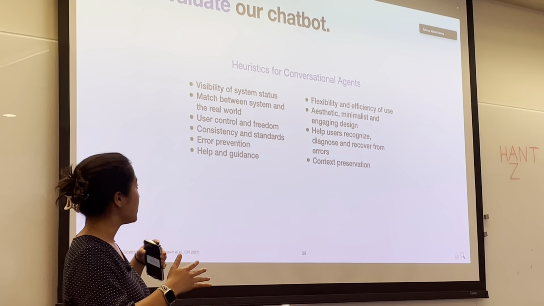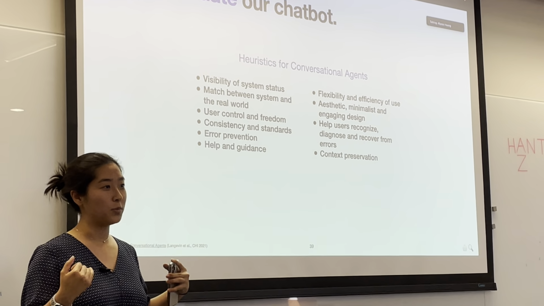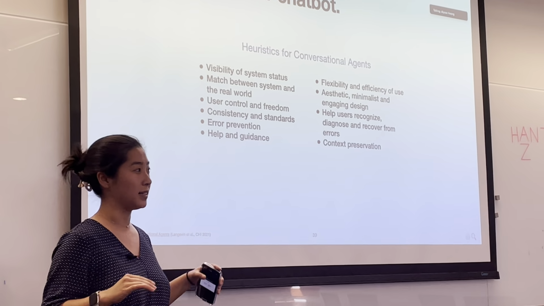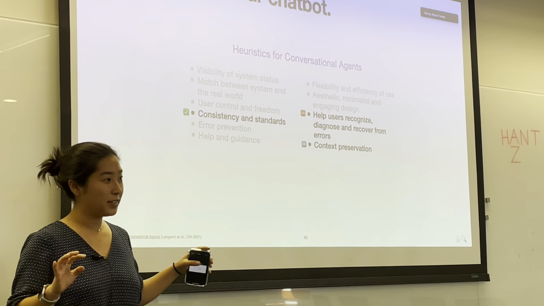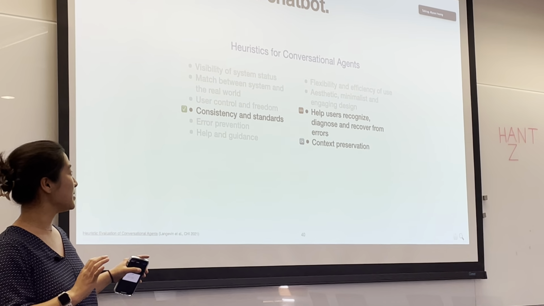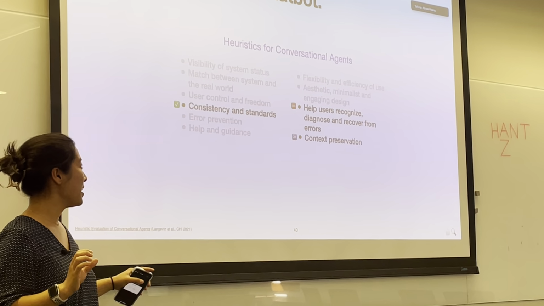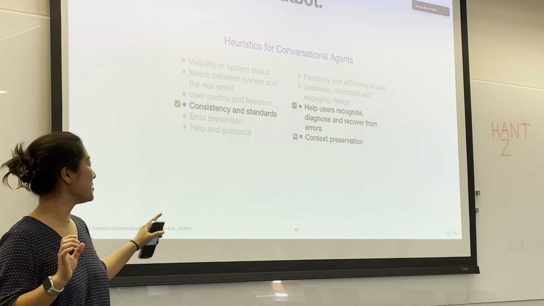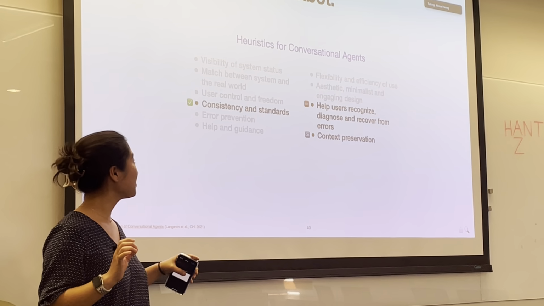Either way, these are some research-based design principles that are based on some older Nielsen's principles that are very classic in design. And we'll focus on three. So I think that I did pretty well for consistency and standards. I did okay for context preservation, and I did super terribly for helping users recognize, diagnose, and recover from errors.